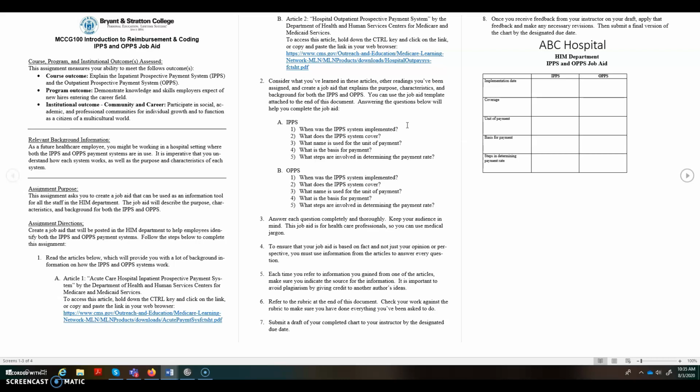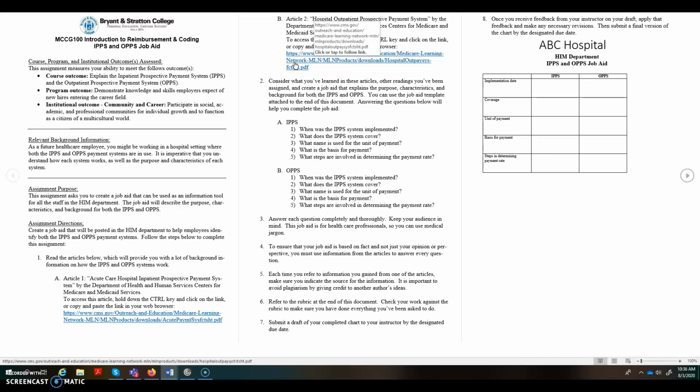It's a three letter acronym, so for both of them. And then what is the basis for the payment and what steps are involved in determining the payment rate. Those you're going to get from here. And it's quite a bit of information.